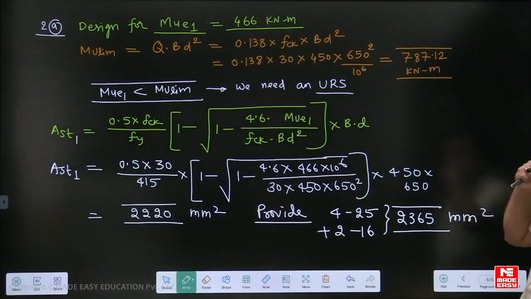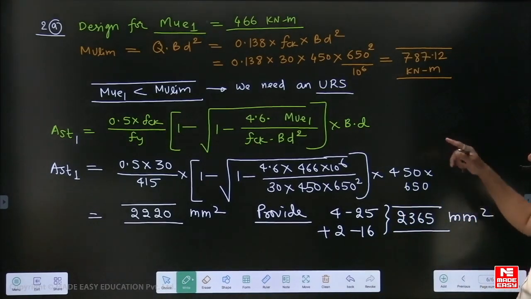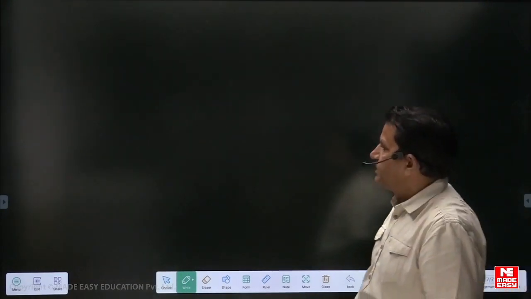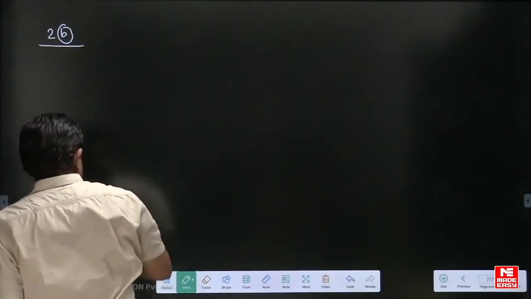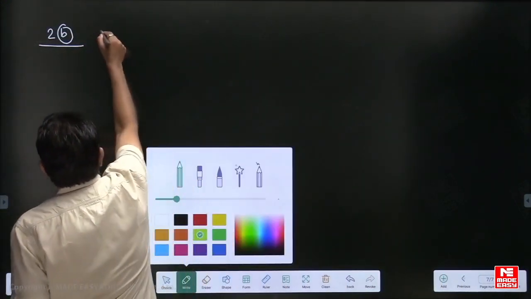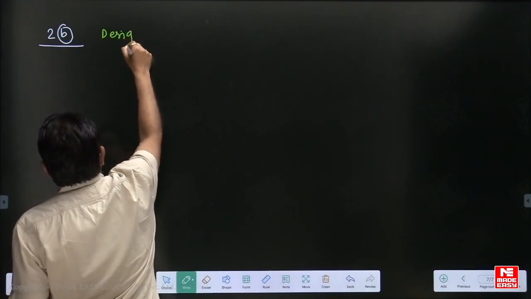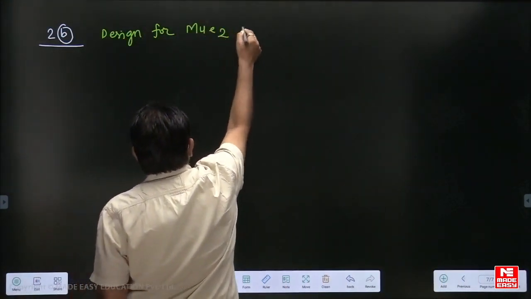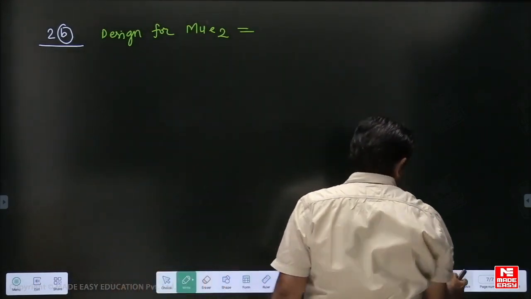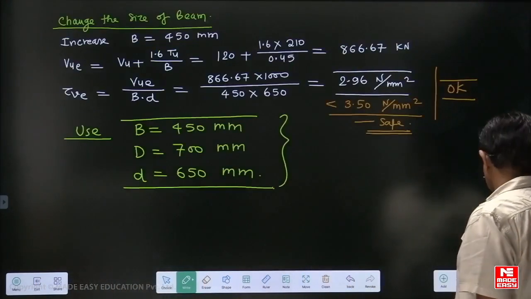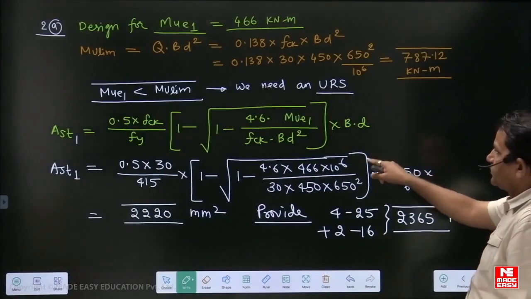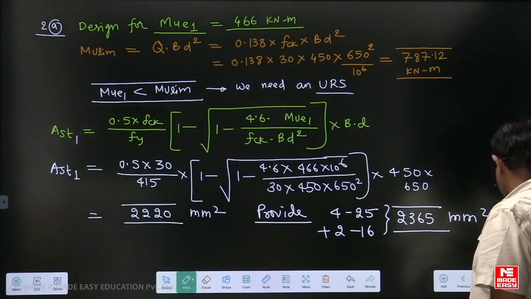It's okay. Now we will go for the design of the second reinforcement for Mu equivalent 2. Let's see how to do that. Design for the second moment. Design for Mu equivalent 2. That will be equal to how much? 166. This is 466. This is 166. For 466 we have used this formula.